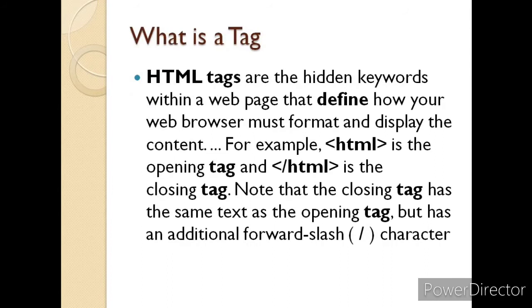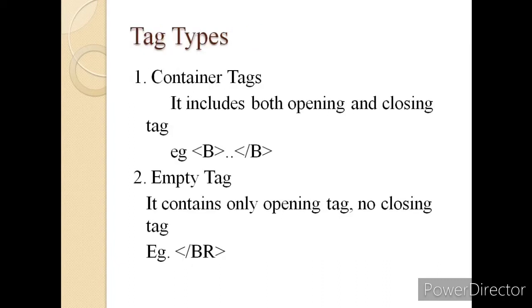Next we will discuss what is a tag. HTML tags are hidden keywords within a web page that define how your web browser must format and display the content. For example, <html> is the opening tag and </html> is the closing tag. Note that the closing tag has the same text as the opening tag, but with an additional / character.